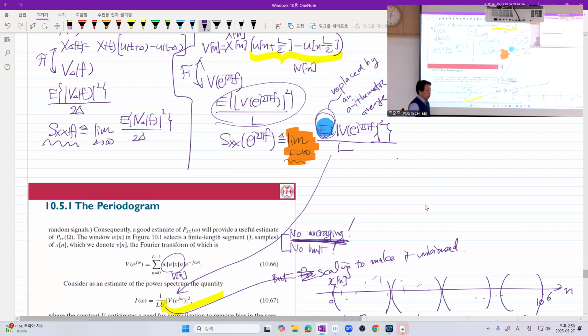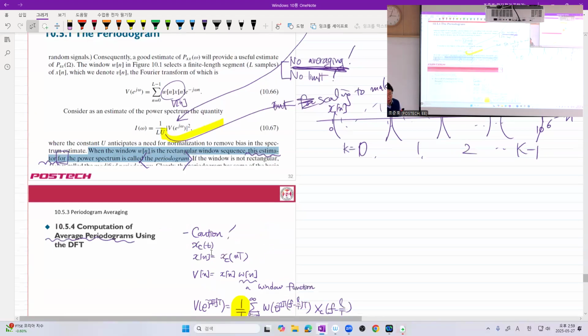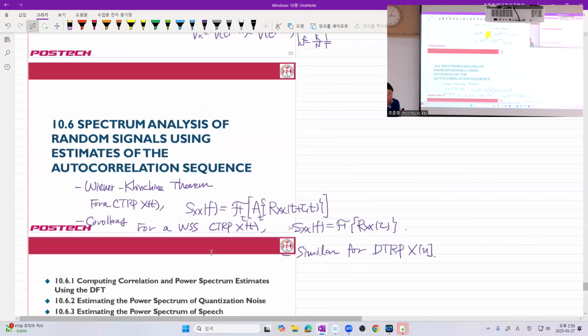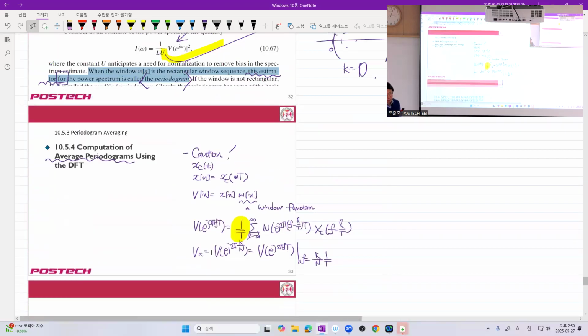So in Korean, 통계적 평균이 산술 평균으로 대치되는 거죠. So by doing this periodogram averaging, we may have better estimate of the power spectrum.